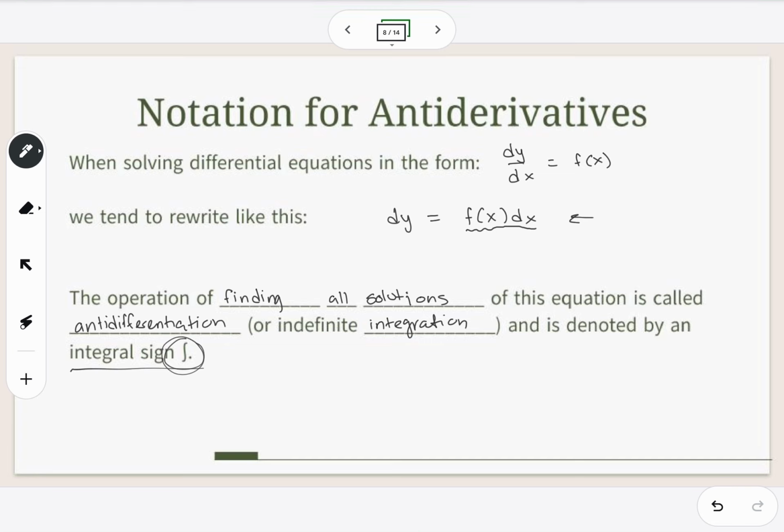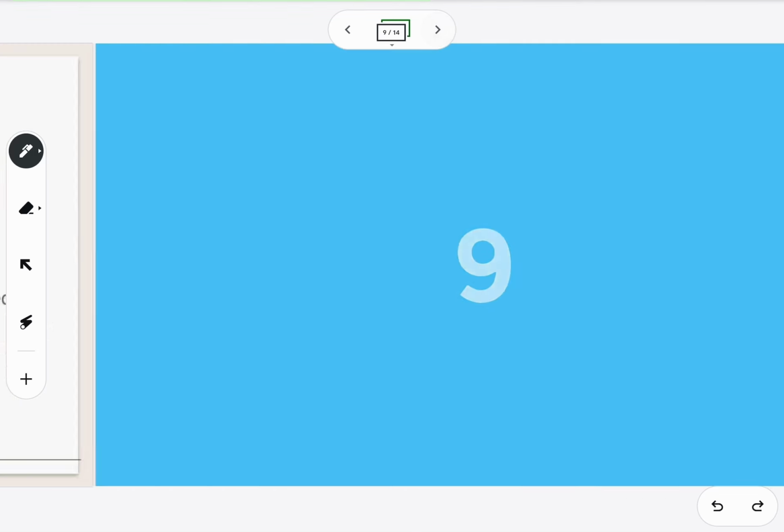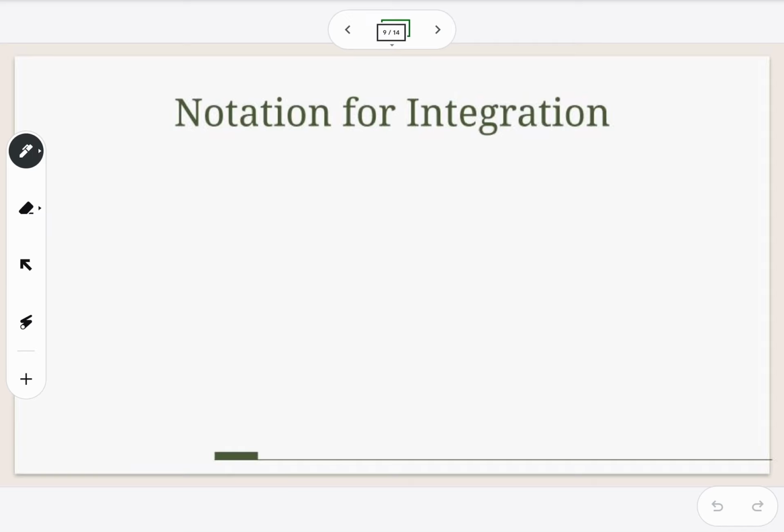And then we said, okay, this process of finding the solution is called antidifferentiation, which took me about a year to actually spell. And then it's also called integration, okay? And then we have this symbol down here, our integration symbol, okay? So why did I rewrite that thing?